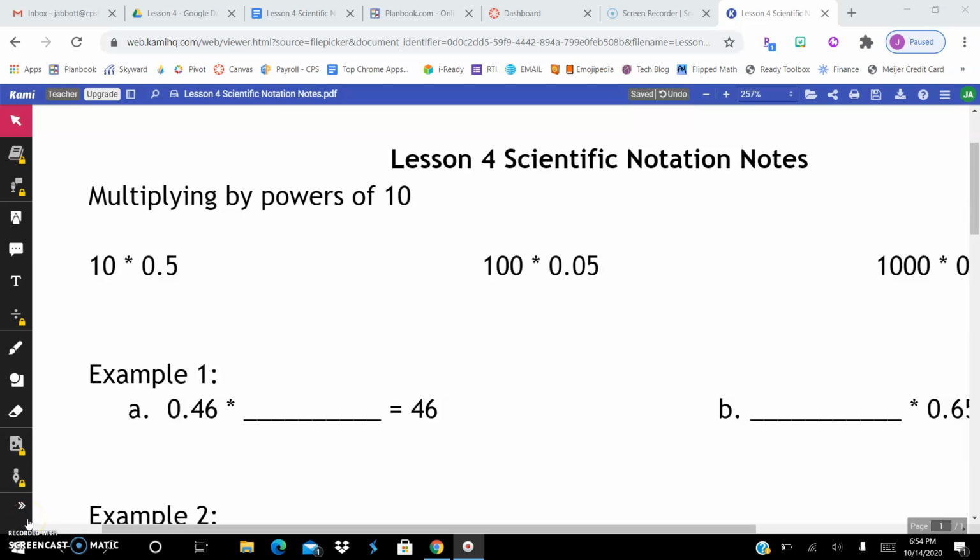Today we're going to talk about scientific notation, and scientific notation is going to be useful in math class as well as science class. So to begin, before we get into the actual scientific notation, we're going to talk about multiplying by powers of 10.